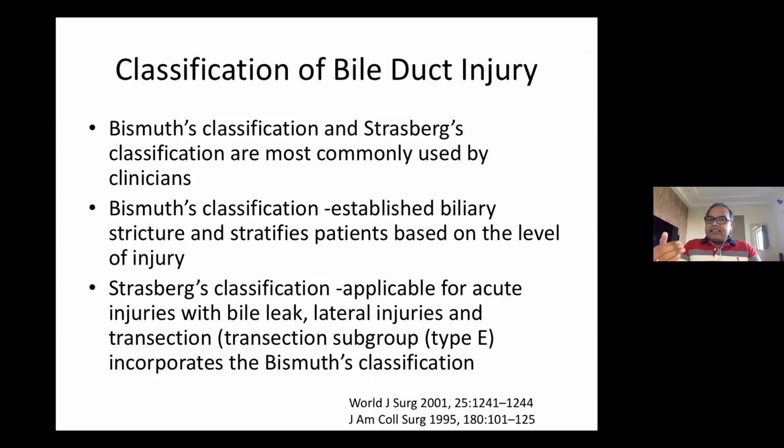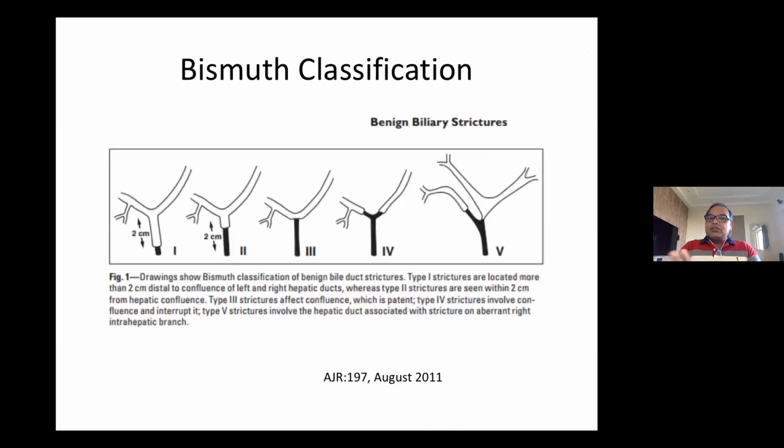Besides that, there is the Strasberg classification. The Strasberg classification also includes the acute injuries with bile leak, and it has types A, B, C, D, E, and type E is almost similar to the Bismuth classification. So I'll come to the Bismuth classification. Why it is important: to prognosticate, to plan the surgery, to plan the intervention, you have to define a classification.